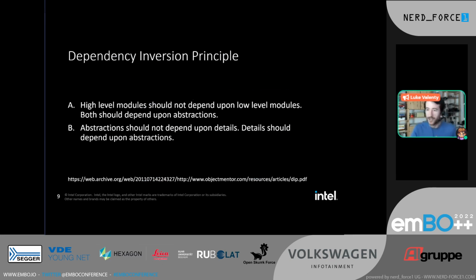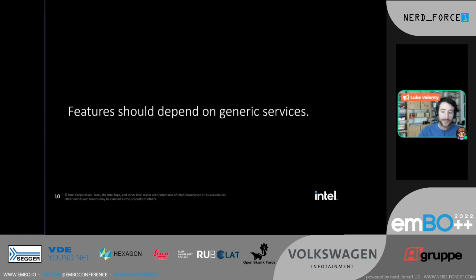And if you've watched any of Uncle Bob's videos, Robert Martin, or read his books like Clean Code, you would know what the dependency inversion principle is. Basically, we want our high-level concepts to not depend upon our low-level details. And what that means for us is that our features, the things that we're implementing to solve a domain-specific problem, should depend on generic services and not the other way around.